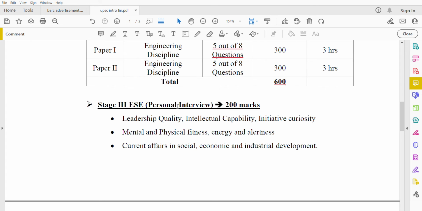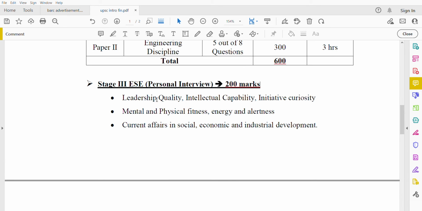Those who have been selected in the preliminary examination and the main examination have to attend the personal interview. That's the final stage of selection. The marks allocated for the personal interview is 200 marks. In the personal interview, they will check leadership quality, intellectual capability, initiative, curiosity, mental and physical fitness, energy and alertness, and also current affairs in social, economic, and industrial development.